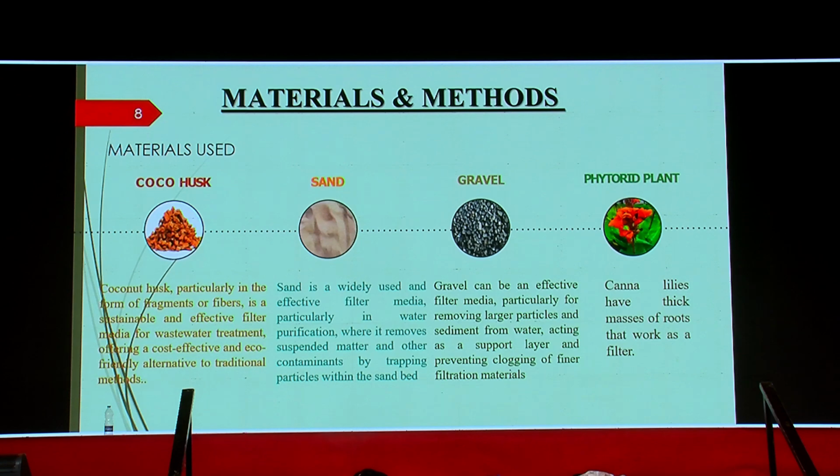Cocoa husk, particularly in the form of fibers, is a sustainable and effective filter media for wastewater treatment. Sand is a widely used, effective filter media. Gravel can also be an effective filter media, particularly for removing large particles and sediment from the water, acting as a support layer and preventing the clogging of finer filtration material. Phytorid plant canna lilies have thick masses of root that work as a filter.